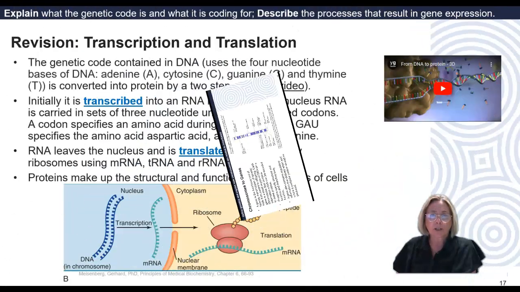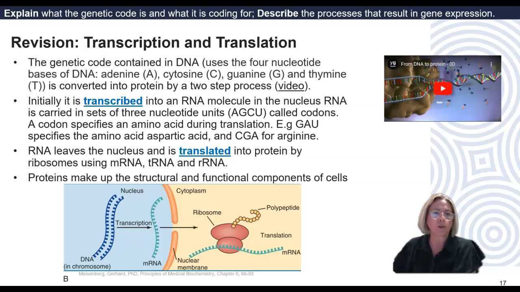So now, looking at protein synthesis from gene expression, we do have to revisit these two steps of transcription and translation. Remember that the genetic code contained in DNA uses those 4 nucleotide bases, being adenine, cytosine, guanine, and thymine. And this code then is converted into protein via a 2-step process, which you can look at if you click on this link, or you can look at directly through this little video here. Now, initially, the genetic code contained in DNA in those triplets of nucleotides is transcribed into an RNA molecule.